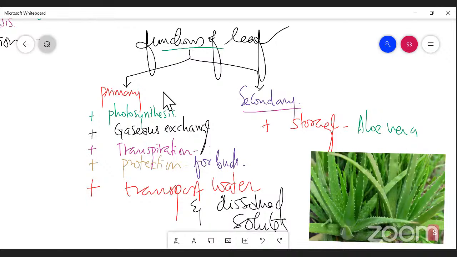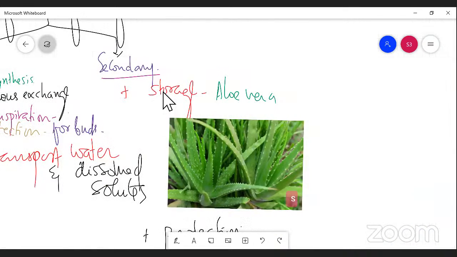When we talk about the secondary function, one of the secondary functions is protection, very familiar. Storage, protection, support, reproduction. So thank you for joining, my dear students.